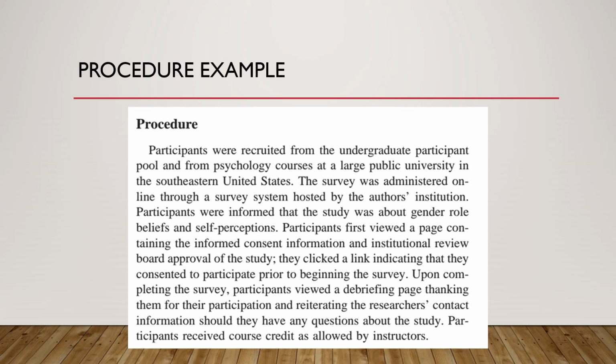Participants first viewed a page containing the informed consent and the IRB approval for the study. IRB is something we're going to talk about in our ethics section, making sure that there is consideration of the participants' experience. They're not going to be asked anything that's going to make them super uncomfortable or cause problems emotionally or in any way. They clicked the link indicating that they consented, and they began the survey. When they finished it, they went to a debriefing page which explained what they had been filling out and why they were filling it out, and it reiterated the thank you and researcher contact information.